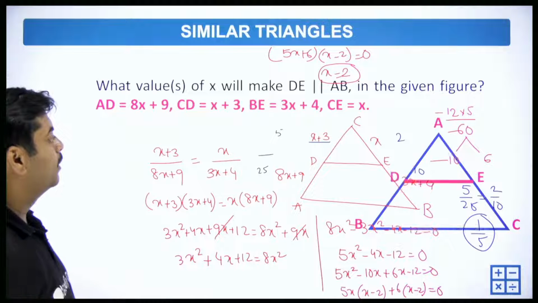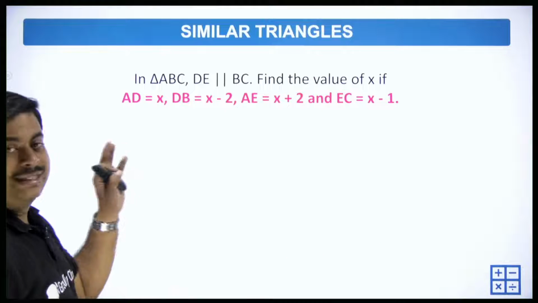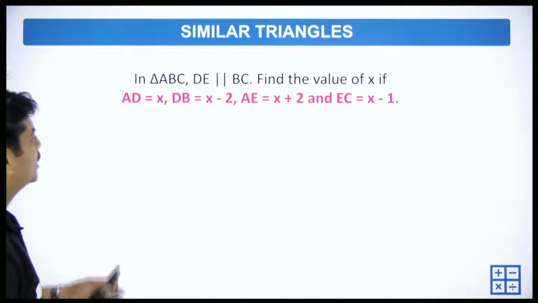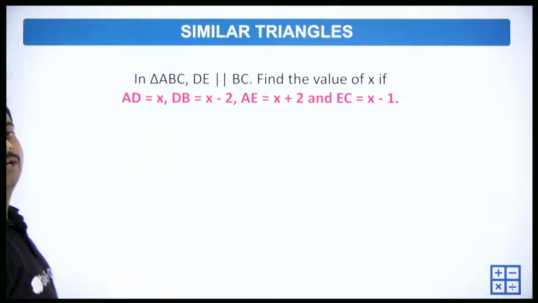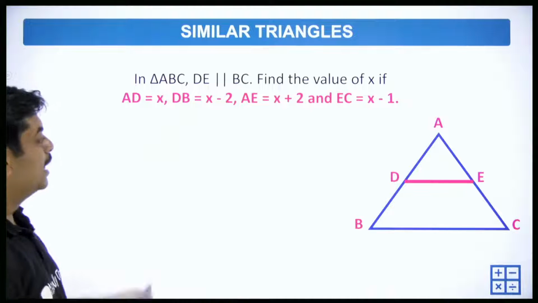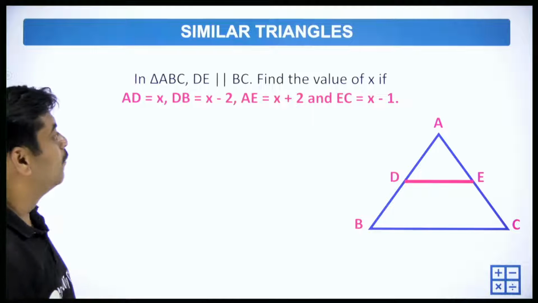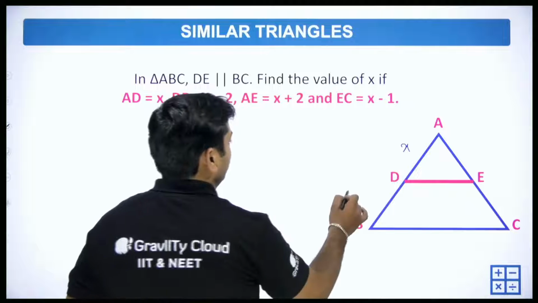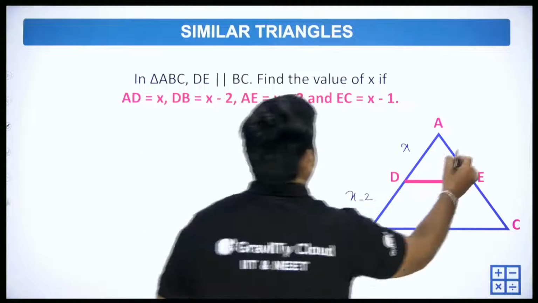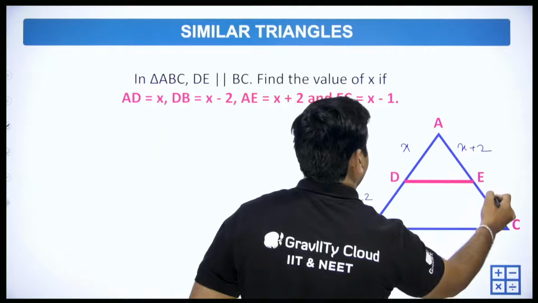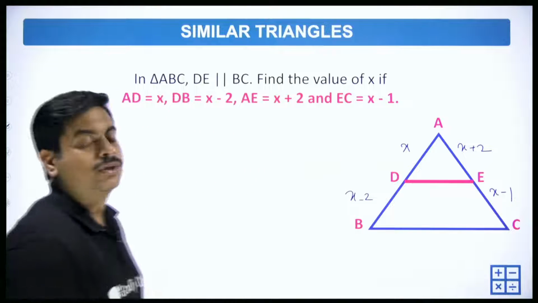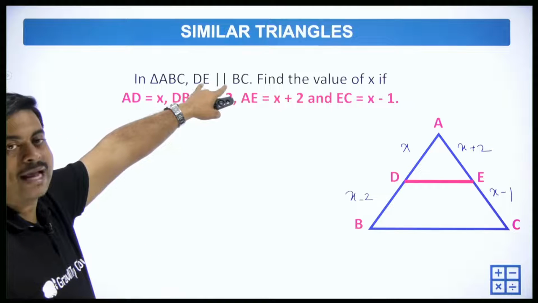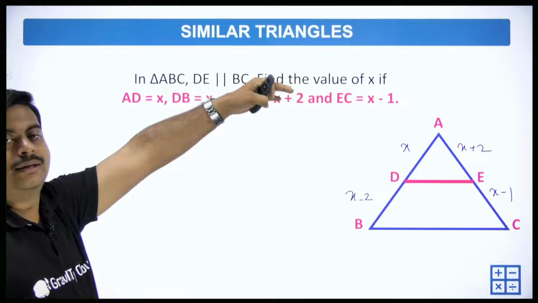Okay. Next one. In triangle ABC, DE is parallel to BC. Find the value of x if AD is equal to x, DB equal to x minus 2, AE is equal to x plus 2 and EC equal to x minus 1. Now you need to apply the basic proportionality theorem because it was given that these two are parallel. If these two are parallel, the sides will be in ratio.